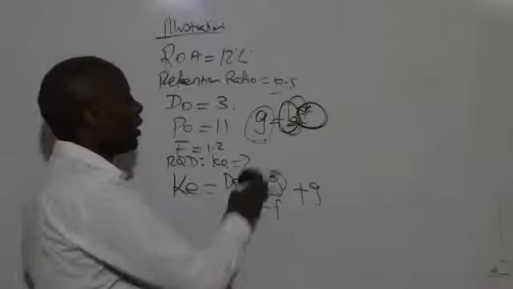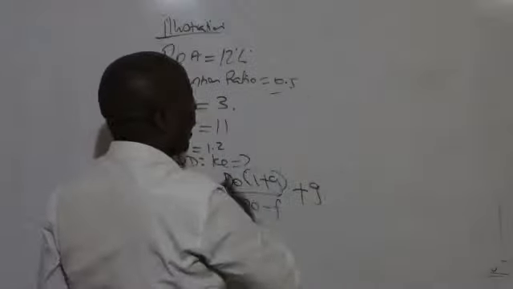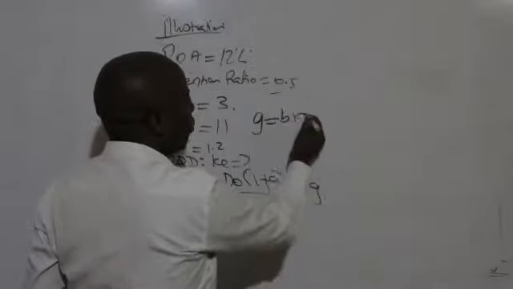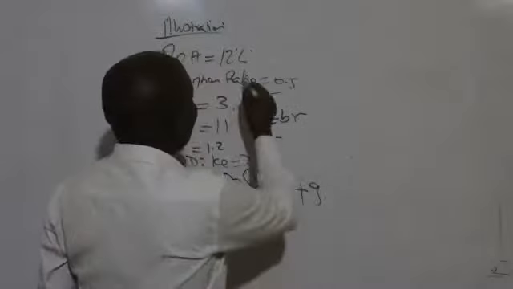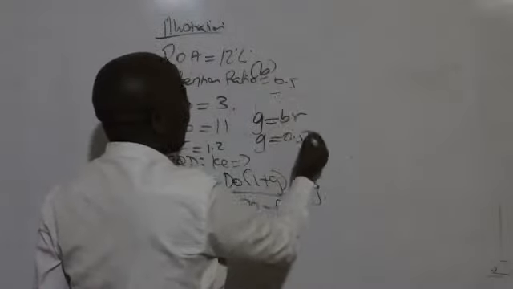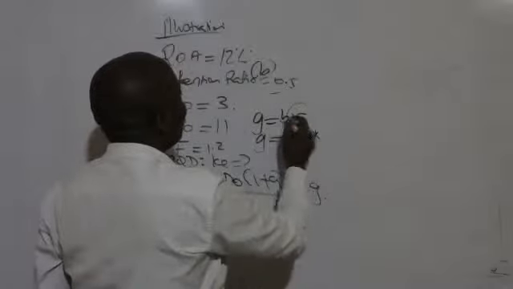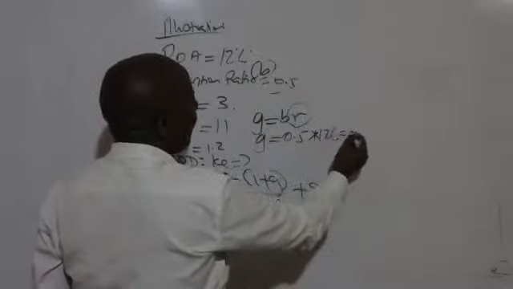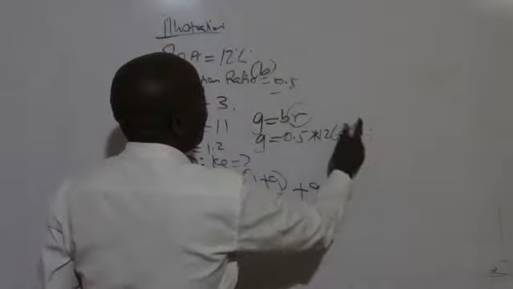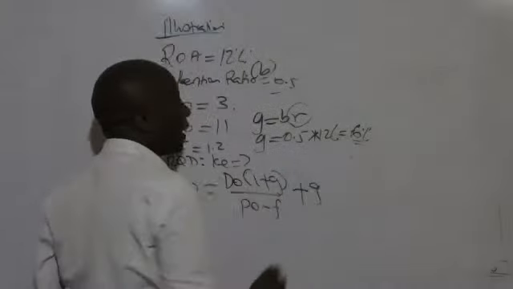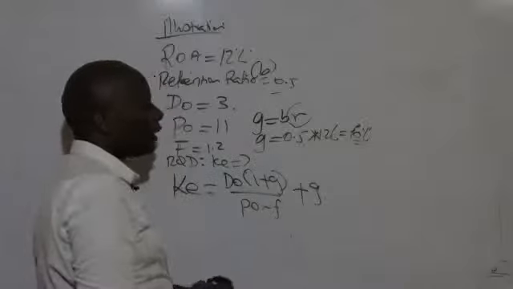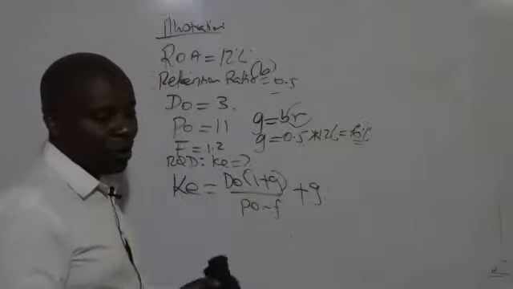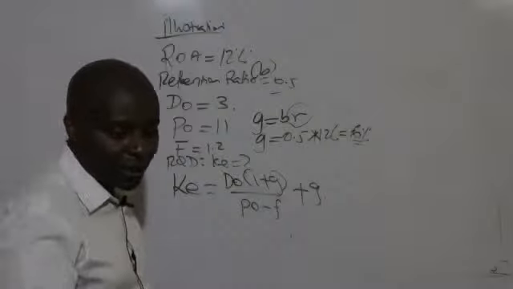So our G equals BR. Our G, ladies and gentlemen, equals BR. So our G will be equal to B. B is the retention, which is 0.5, and our R is this 12%. So basically our G will be 6%. This is the same as 0.06 like that. Now, having gotten that, getting my PO is a walk in the park. Check the question.